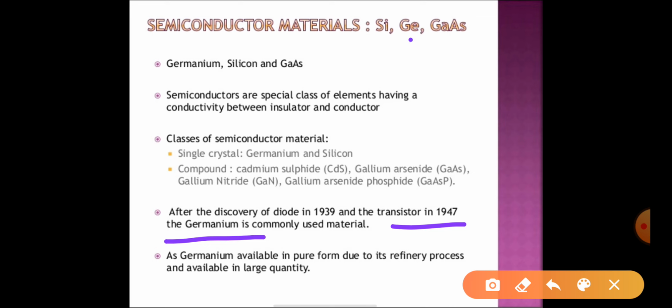This is the first discovered material, and this is second, and normally compounds are a combination of materials like GaAs. Germanium is available in pure form due to the refinery process and is available in large quantity. The process is very good because it is available in pure form and we are obtaining refined, good quality.